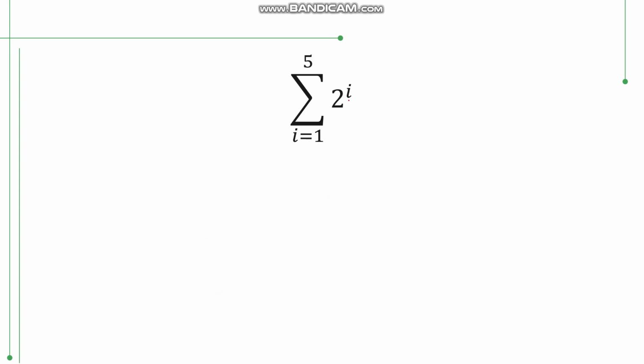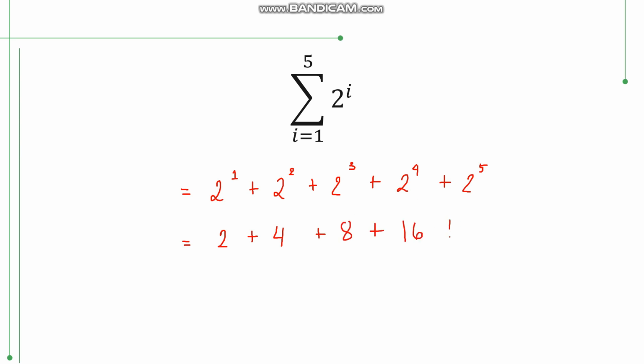Next we have the summation of 2 raised to i from i equals 1 up to 5. Again, all we have to do is substitute the value of i. We will start with 1 and end with 5. So 2 raised to 1 plus 2 raised to 2 plus 2 raised to 3, 2 raised to 4 plus 2 raised to 5. Then simplify: we have 2, 4, 2 raised to 3 is 8, 2 raised to 4 is 16, and 2 raised to 5 is 32. Then all you have to do now is add all the terms. Therefore, we have 62.